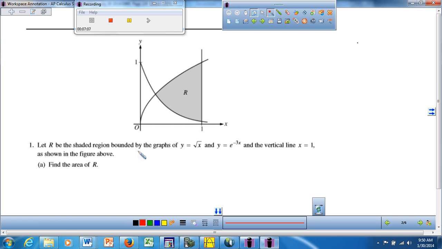We have region R, the shaded region bounded by the graphs y equals the square root of x, and y equals e to the negative 3x, and the vertical line x equals 1, as shown in the figure above. Find the area of R. The first thing I want you to do is draw in your representative rectangle. There's our rectangle, and I'm going to call this point right here A. Now tell me how to set up my integral in terms of A.